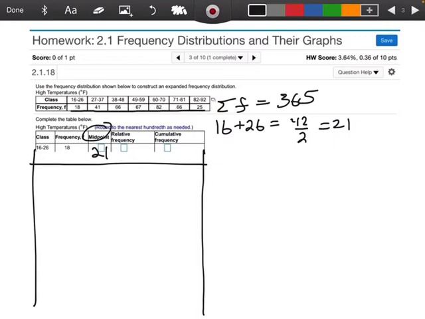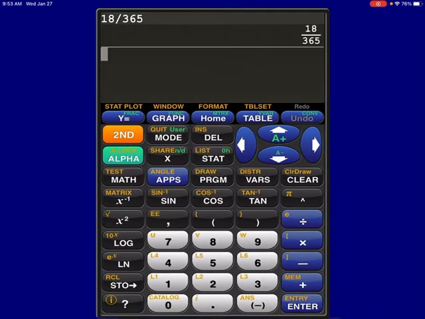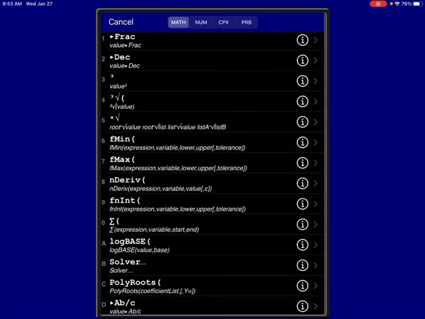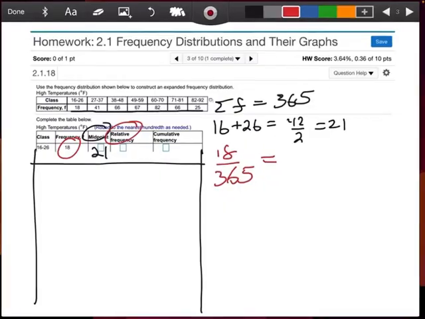The way I'm going to figure out my relative frequency is I'm going to take my frequency, in this case 18, and divide it by the sum, which is 365. So let me take my calculator out. I have 18 divided by 365, and I need to convert this to a decimal, so I hit math, then the decimal option, number 2, and enter. The directions tell me to round to the nearest hundredth, so the second decimal place, and it'll be 0.05 when I round it.